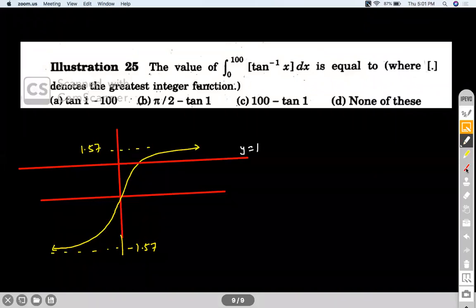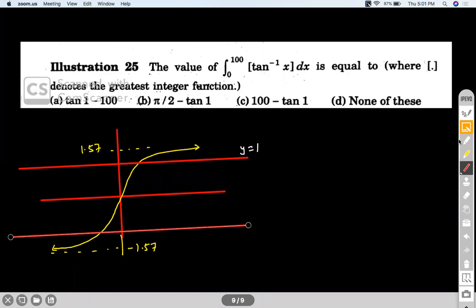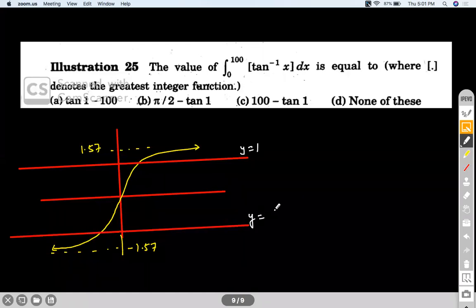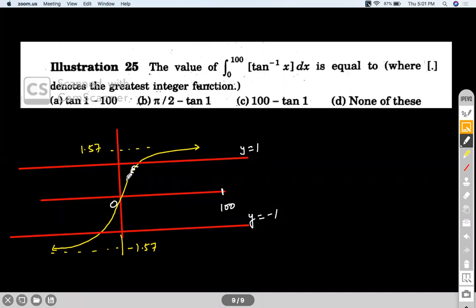In fact, down also we can make a line y equal to minus 1, but that is not going to be of much use to us because we are integrating it from 0 to 100. So let's say 100 is some place over here. Now remember, when you're taking the GIF of this function, this part of the graph is going to fall down on the floor like this, leaving behind a hole over here and a solid dot over here.